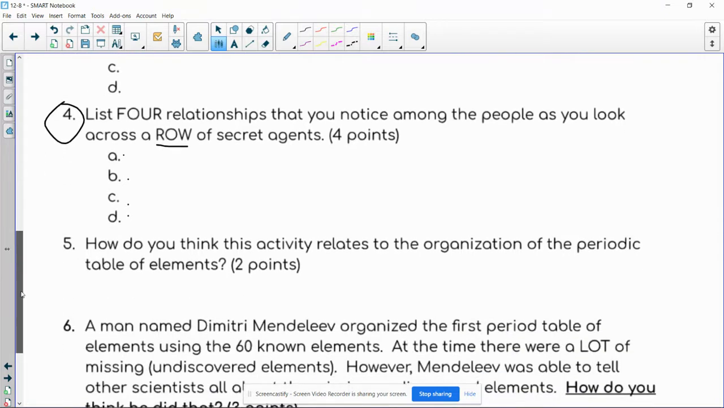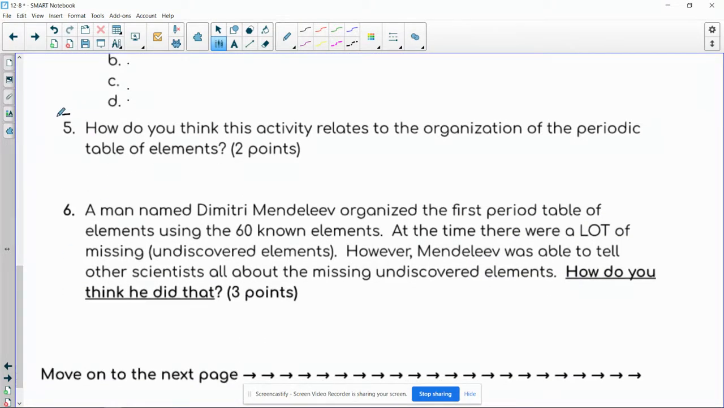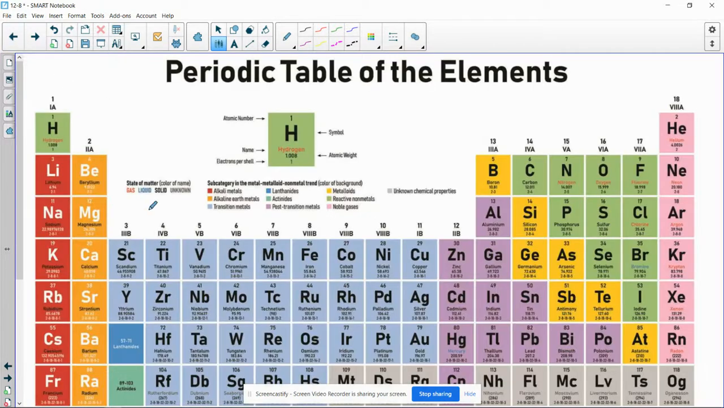And I think that's it. The rest of these you can figure out. Number 5. What does this have to do with the actual periodic table of elements? In the actual periodic table of elements, each element has a whole list of properties, just like each one of these individuals has a bunch of differences. And all those properties of the elements are used to organize them and to place them in the correct spot on this table.